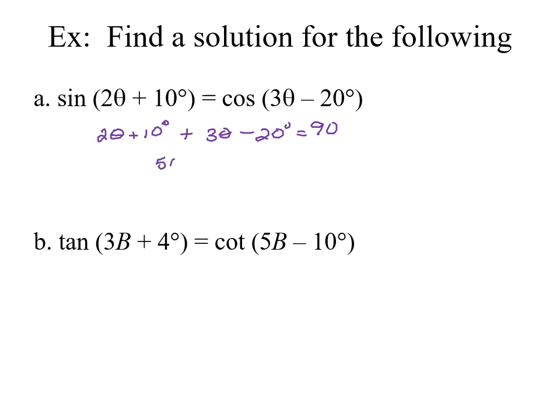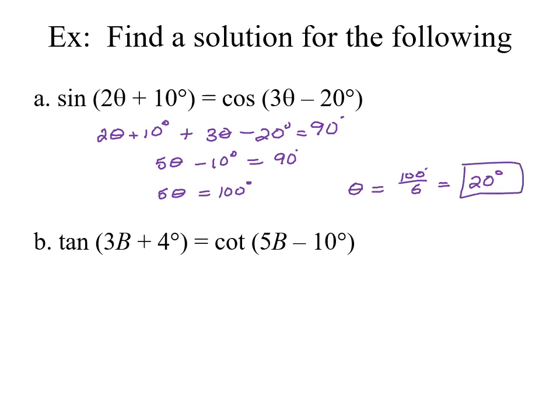That gives me 5 theta minus 10 is 90. Add the 10 to both sides, and you get 5 theta equals 100. Divide by 5 on both sides, so theta is 100 divided by 5, which is 20 degrees. And that would be my answer for the first one. And I do the same thing on the second one.